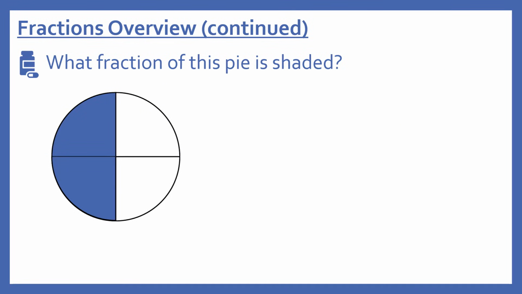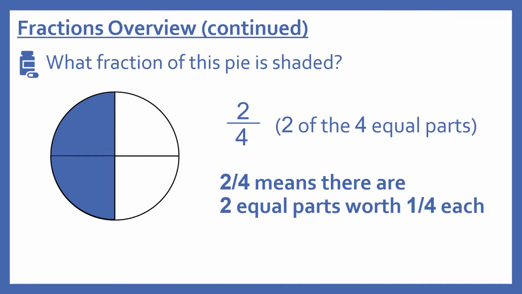So here's another pie to look at. What fraction of this pie is shaded? And the answer is 2/4. So 2 of the 4 equal parts is what's shaded. So 2/4 means that there are 2 equal parts which are worth 1/4 each.